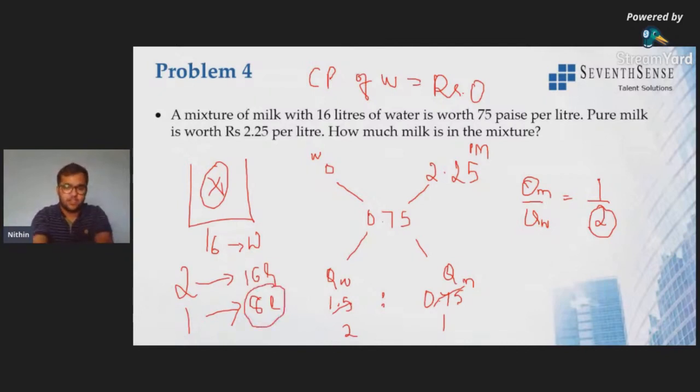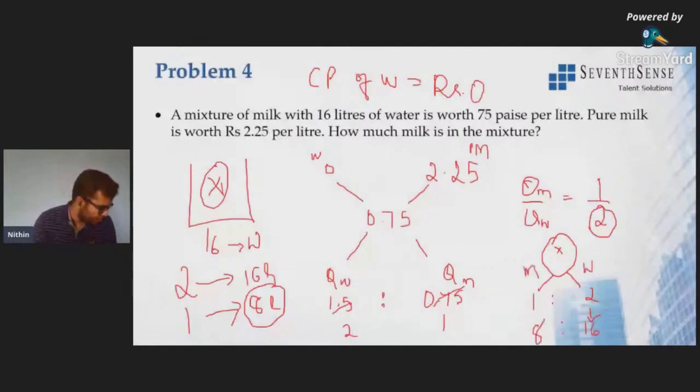So x is the total quantity of the mixture. The mixture is in the ratio milk is to water as 1:2. Here we know just the quantity of water, that is 16 liters. If it is 16 liters, what should be 1 unit? 1 unit is nothing but 8 liters. So this is milk, this is water. Hope everyone understood. It's not 5.33 or 1.5 or 5.4. Nitesh, can you tell me how you got 5.4? Any different method of approach?